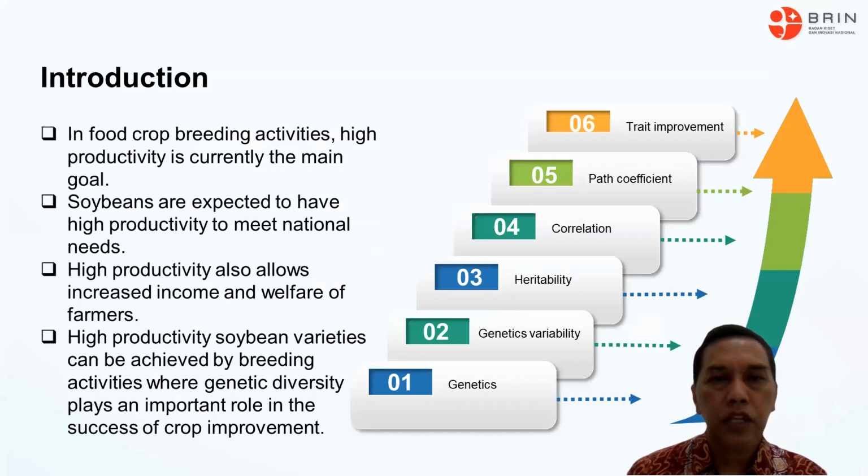In food crop breeding activities, high productivity is currently the main goal. Soybean are expected to have high productivity to meet national needs. High productivity also allows increased income and welfare of farmers. High productivity soybean varieties can be achieved by breeding activities where genetic diversity plays an important role in the success of crop improvement.